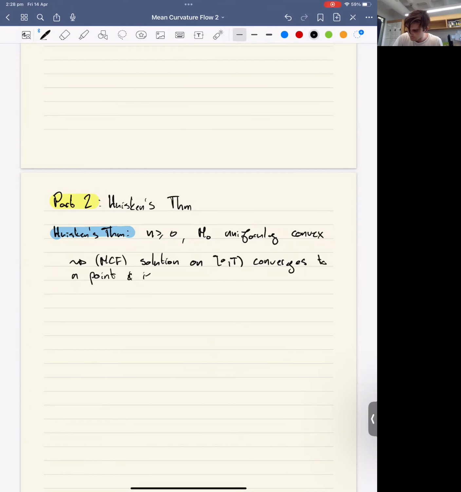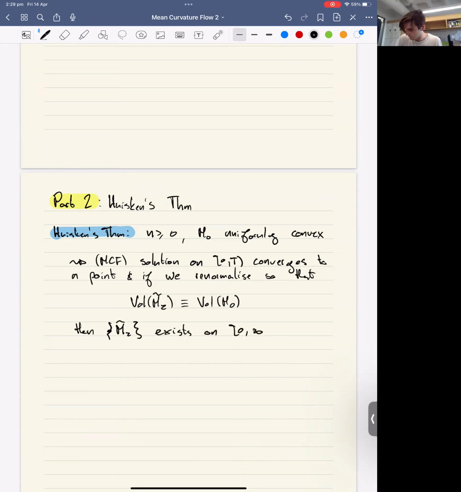And if we renormalize so that my volume is constant, then my new renormalized flow exists for all positive times and converges to a sphere.